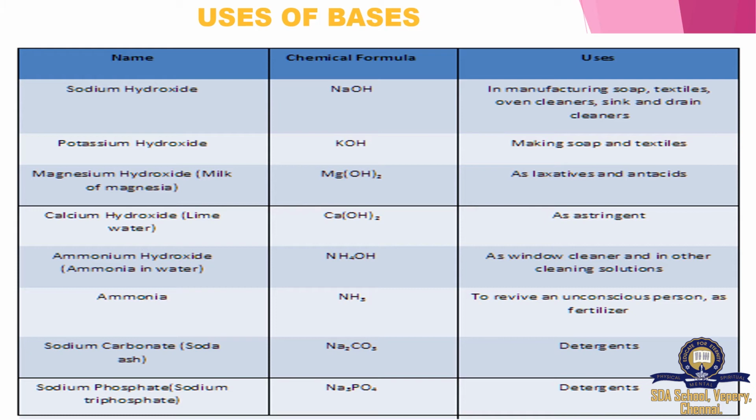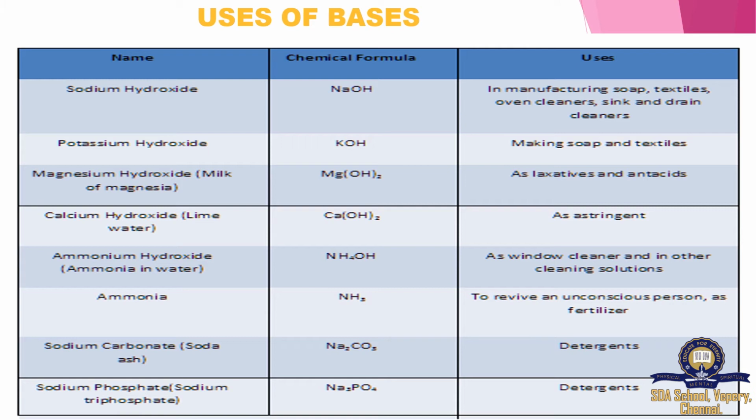Here we have the uses of bases. Some of the bases are listed here. Sodium hydroxide is used in the manufacture of soaps, textiles, oven cleaners, and sink and drain cleaners. Potassium hydroxide is used in making soap and in the textile industry. Magnesium hydroxide, otherwise called milk of magnesia, is used in laxatives and antacids. Laxatives are used to relieve constipation, and antacids are used when you feel a burning sensation in the stomach.